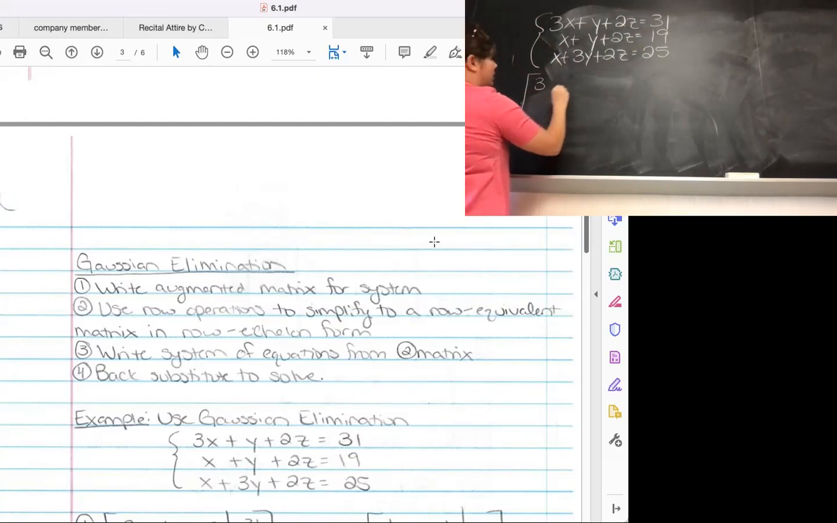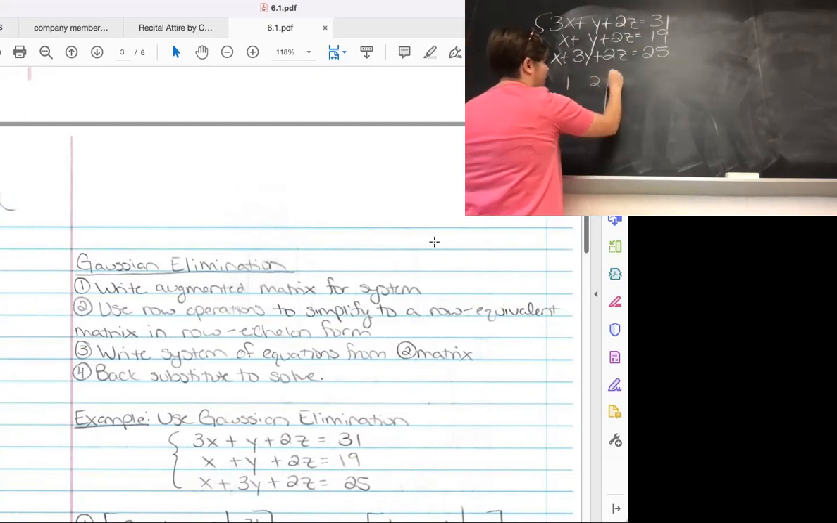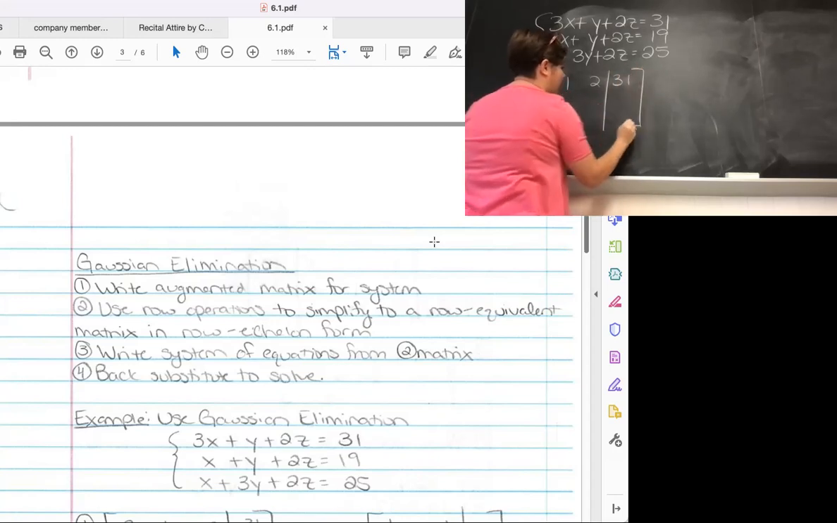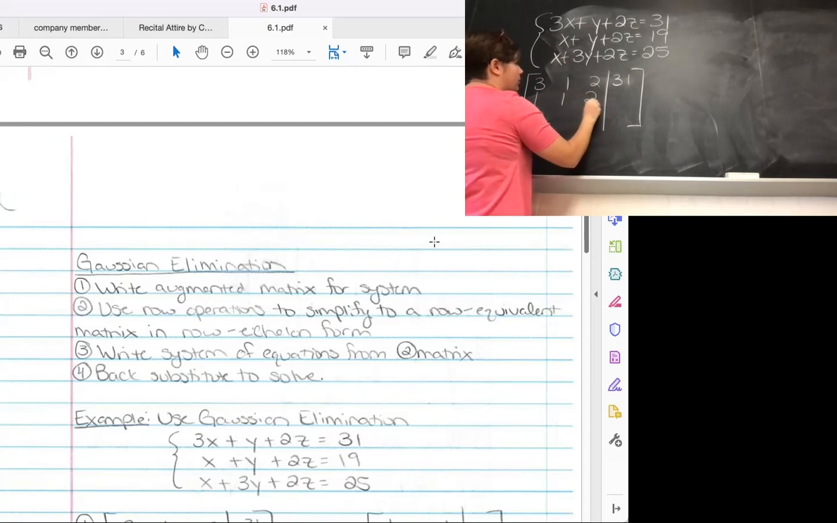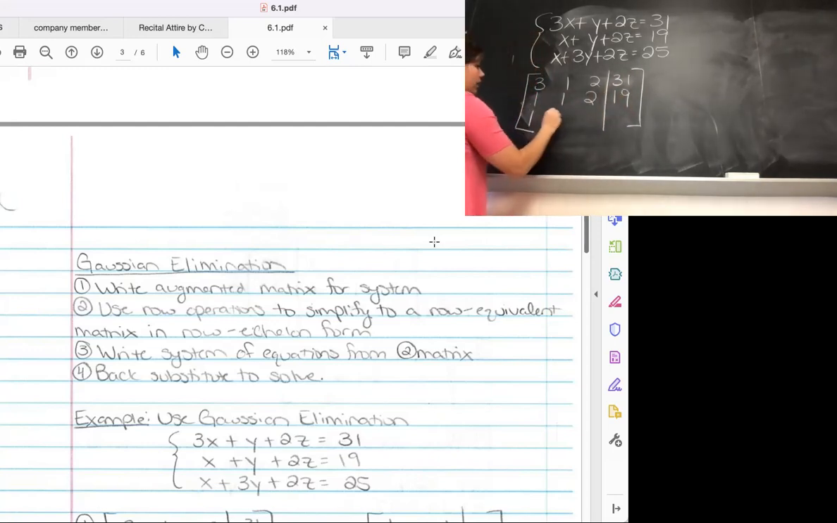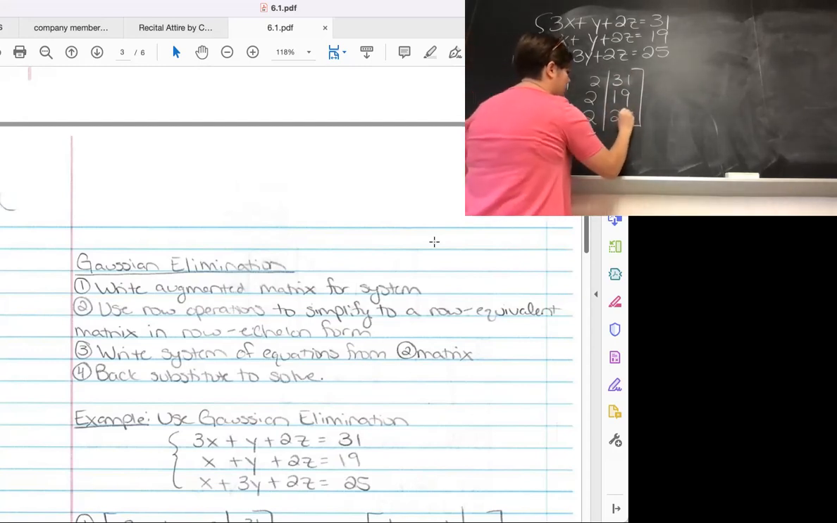So for equation 1, that'll be 1, 3, 2, vertical bar, 31. For equation 2, that's 1, 1, 2, vertical bar, 19. And equation 3, that's 1, 3, 2, vertical bar, 25.